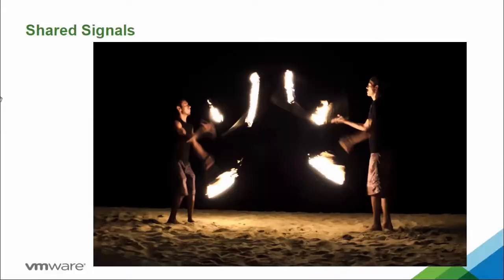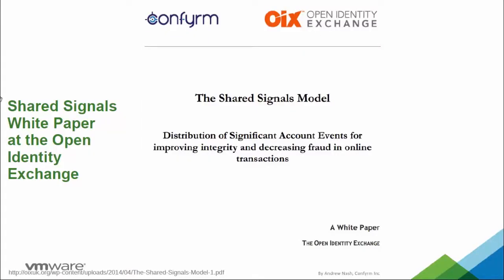Shared signals, I think, is a really interesting concept. This is a great picture from the beach in Cabo. It's a concept that's come along. There's a white paper as part of the Open Identity Exchange, the shared signals model. It is the distribution of significant account events for improving integrity and decreasing fraud in online transactions. So what does that mean?